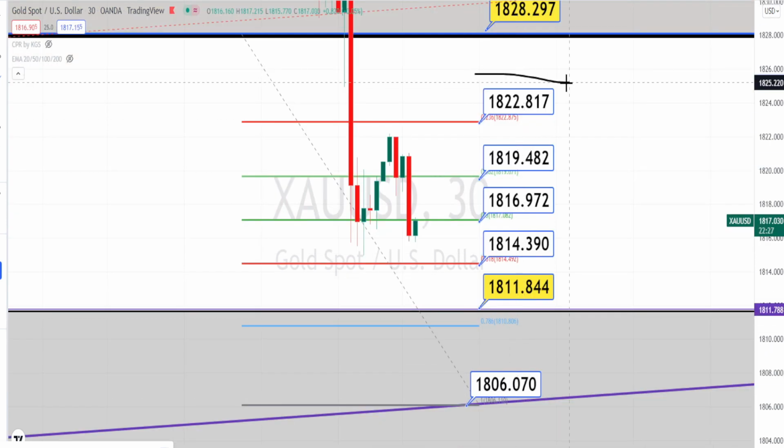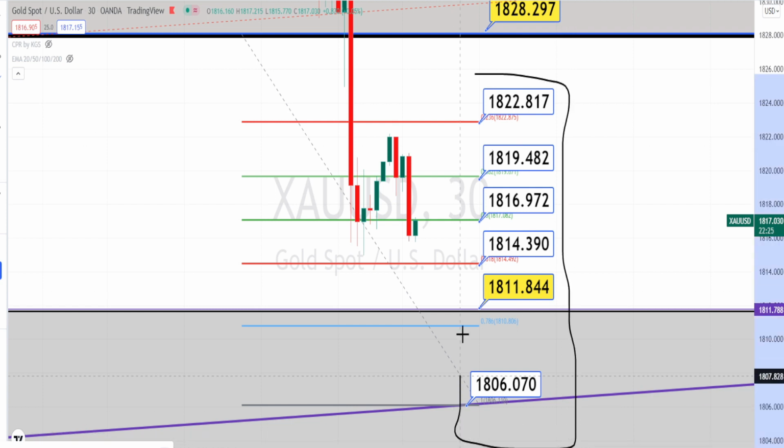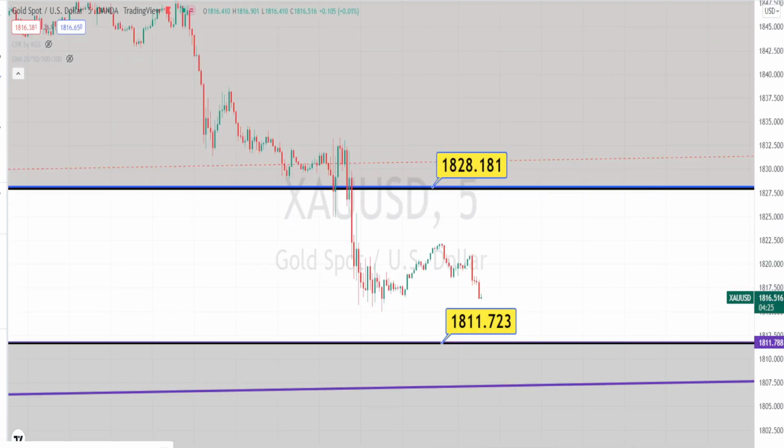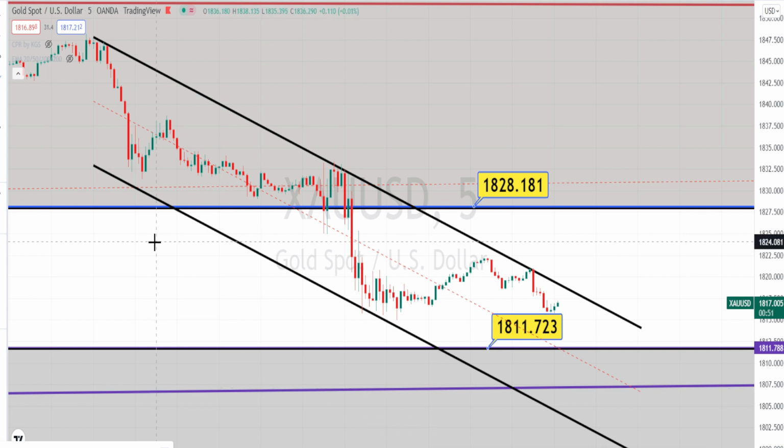So the values marked in white color boxes are the support and resistance levels in 30 minutes time frame. We can expect the price action to trade within the support and resistance level from the higher time frame. Let us do the analysis in 5 minutes time frame. I am in 5 minutes time frame now.